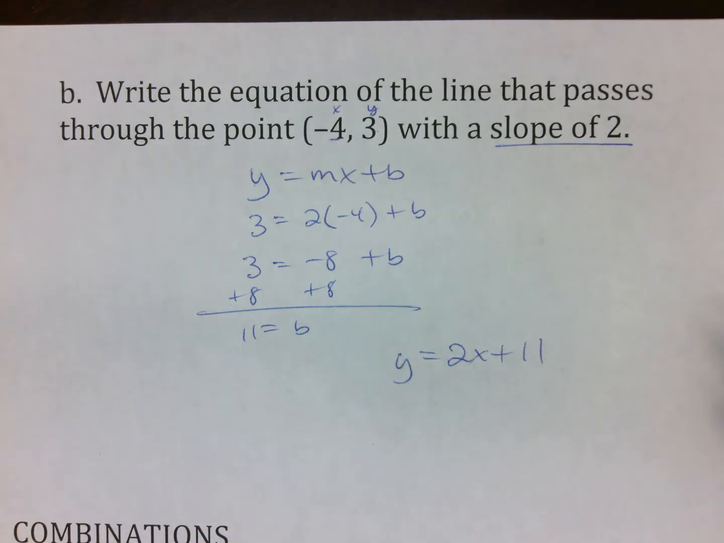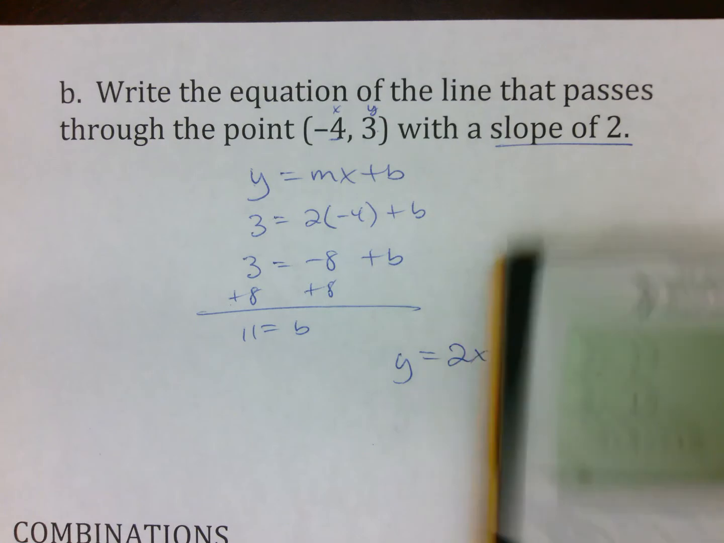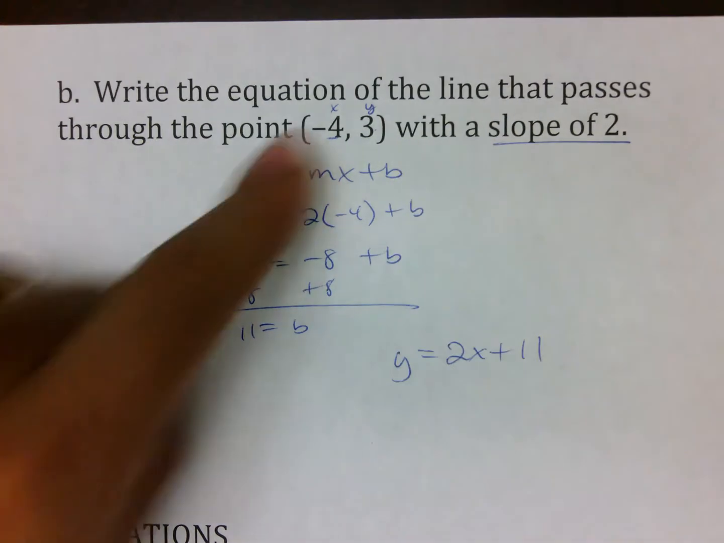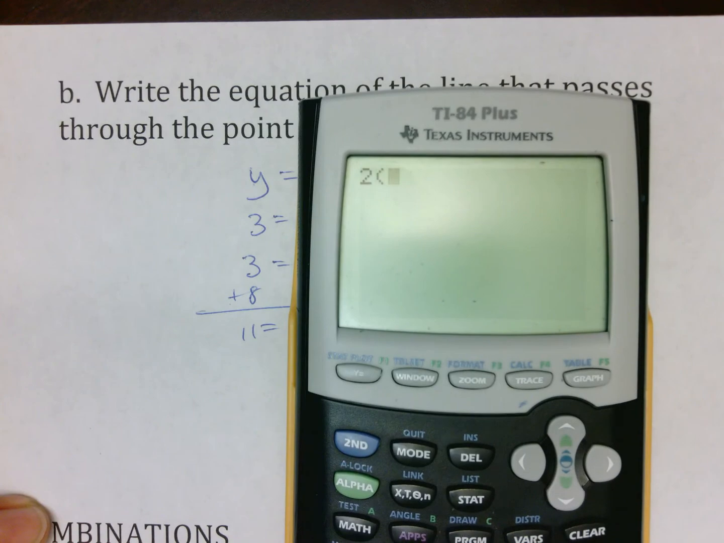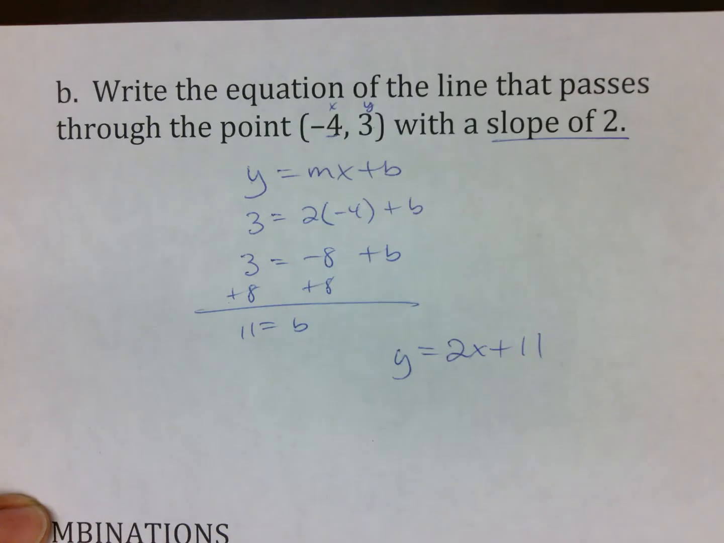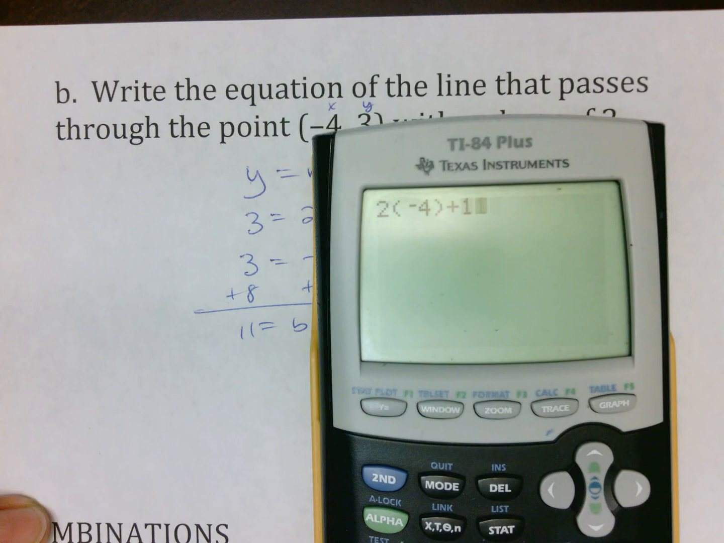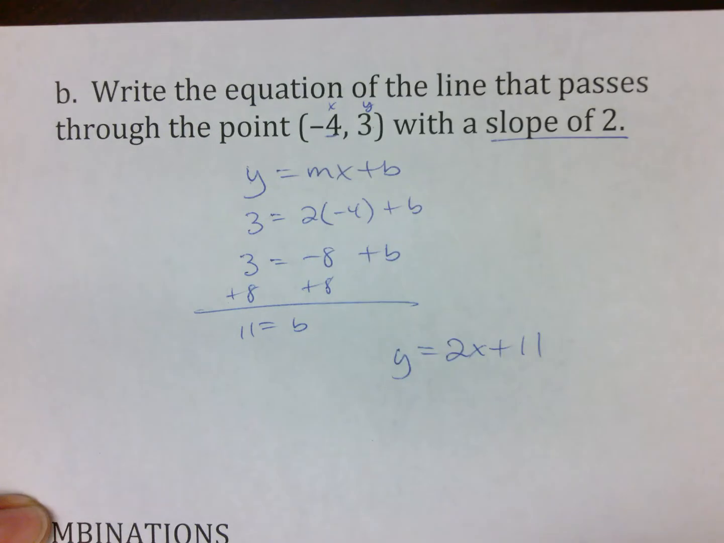And to check that out, again, you simply took your calculator, plug negative 4 in for x, so 2 times negative 4, and then plus 11, which gave us the answer of 3, which is what we want to have right there.